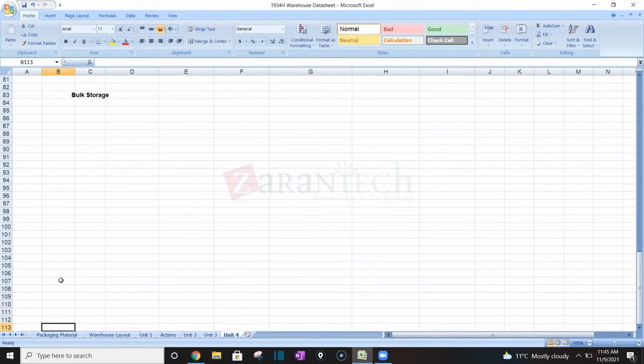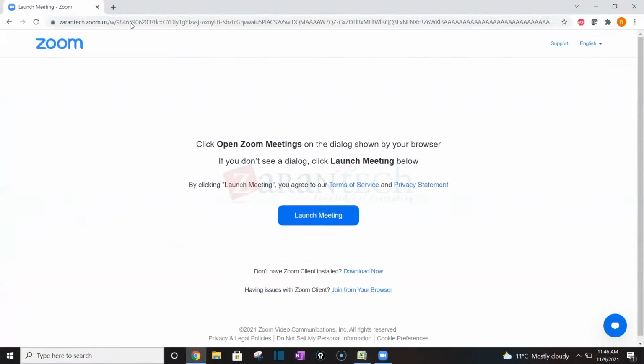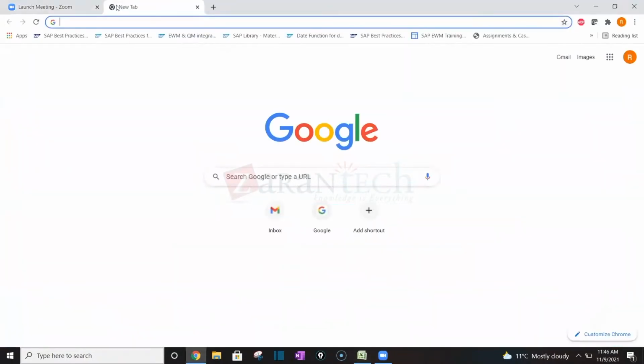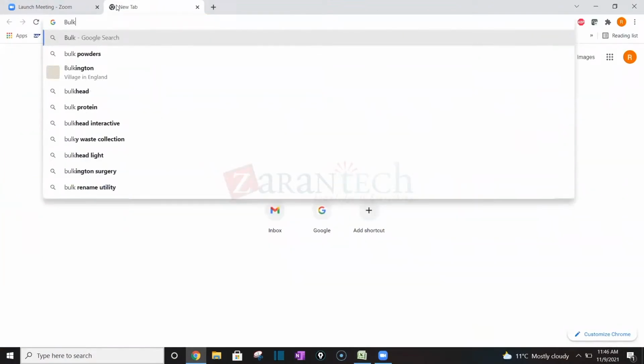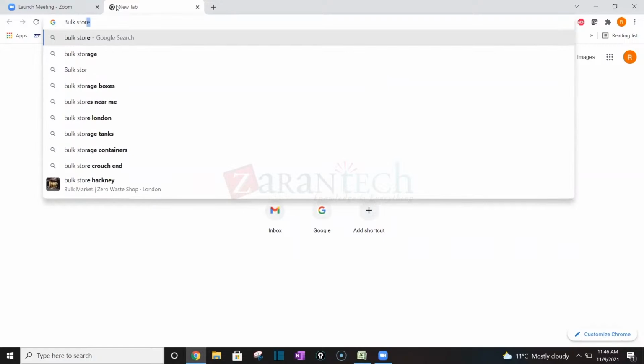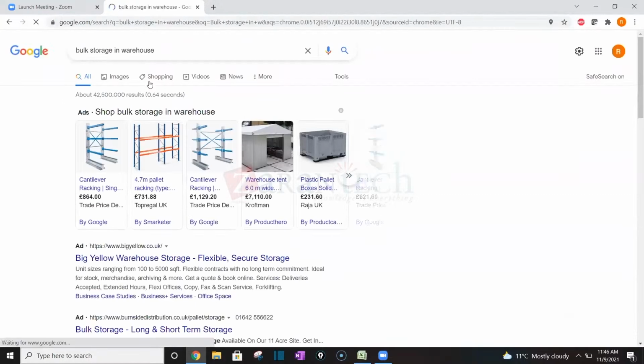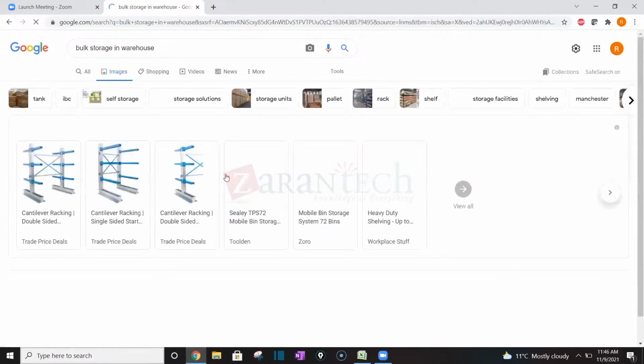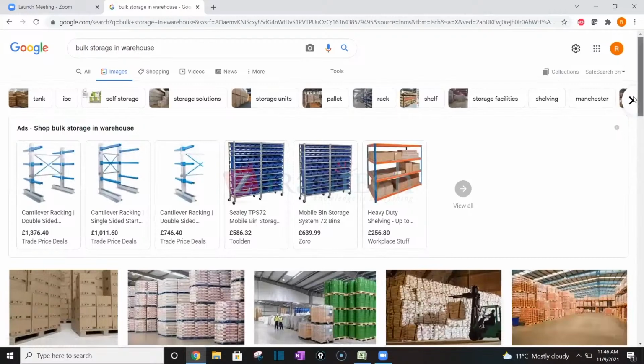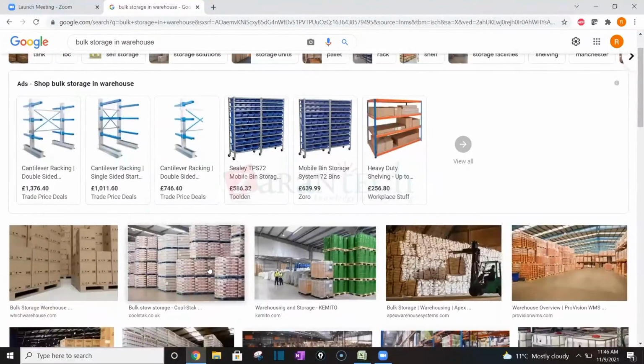So let us first understand what bulk storage is, and then we can talk about the different configuration, do the configuration and test the configuration. Okay, so we have slightly touched upon bulk storage in our previous discussion. Bulk storage is basically, there are no racks. These are basically pallets kept one above the other, or behind the other, they are stacked. So this is called bulk storage.